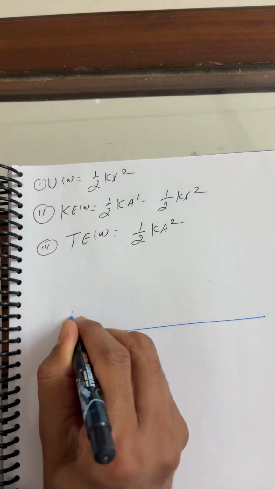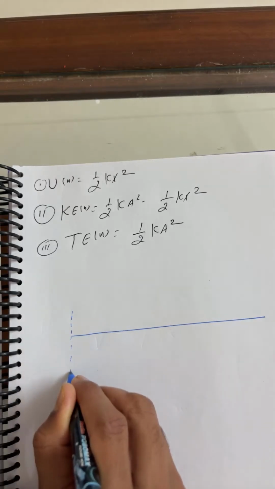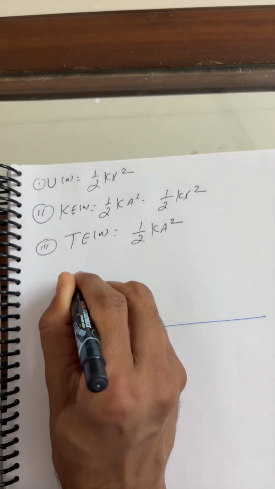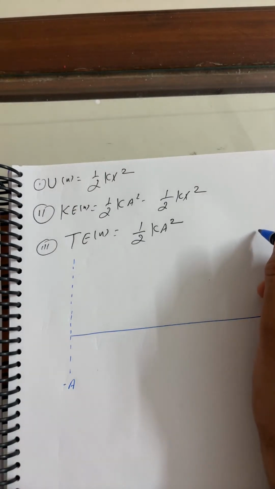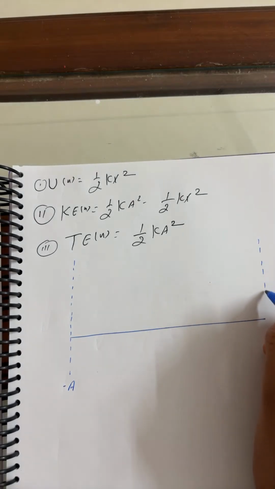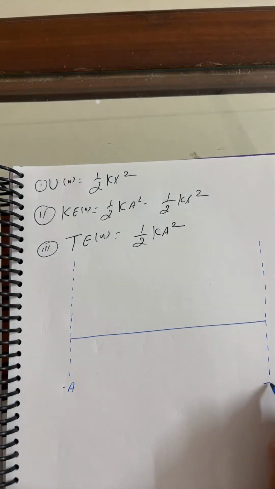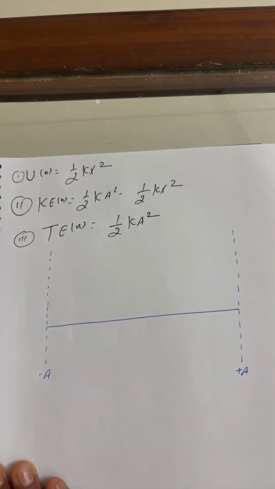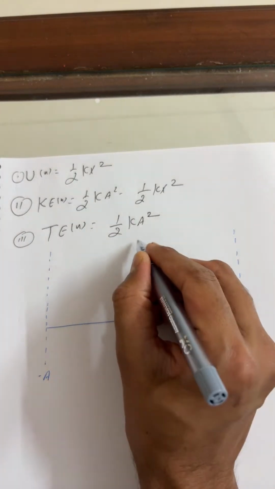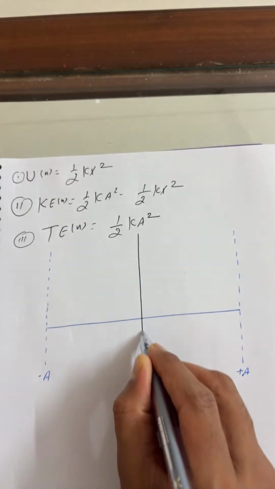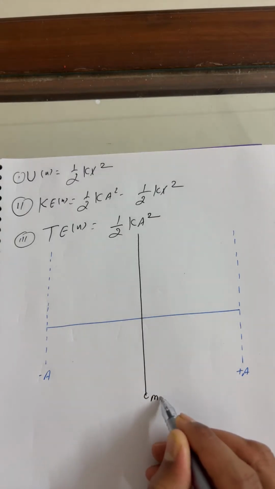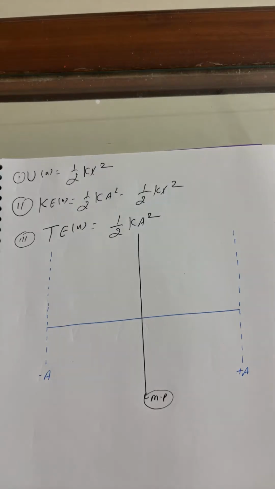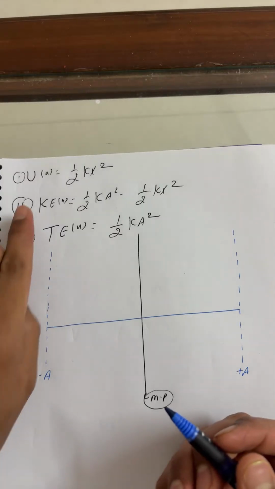This is what, my dear? You can say amplitude. Yes, this is the amplitude here, the left extreme position. Next one: this is plus amplitude A. This point here is the mean position. What is this vertical line representing, my dear? This is the mean position, right?